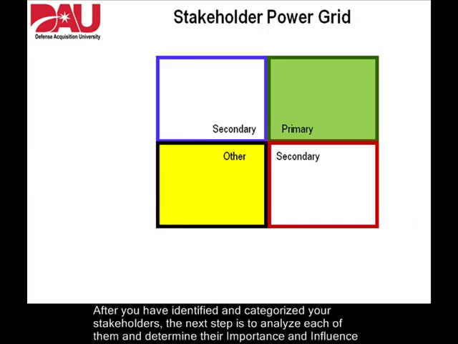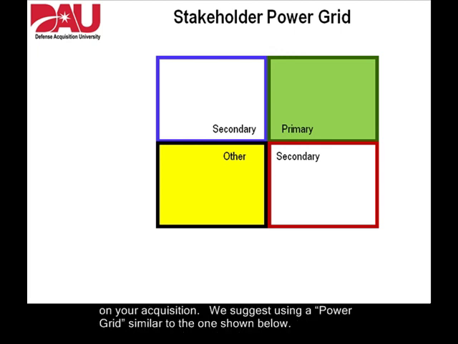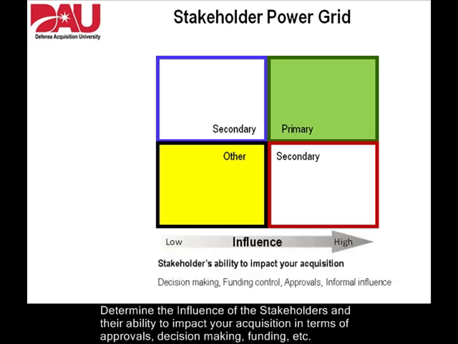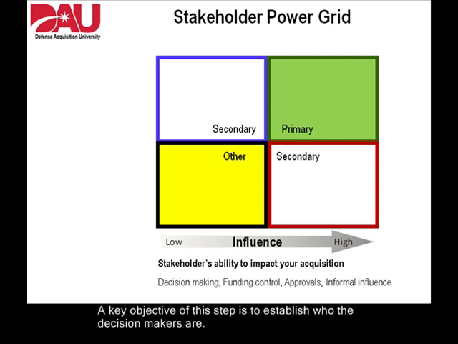After you have identified and categorized your stakeholders, the next step is to analyze each of them and determine their importance and influence on your acquisition. We suggest using a power grid similar to the one shown below. Determine the influence of the stakeholders and their ability to impact your acquisition in terms of approvals, decision-making, funding, etc. A key objective of this step is to establish who the decision makers are.